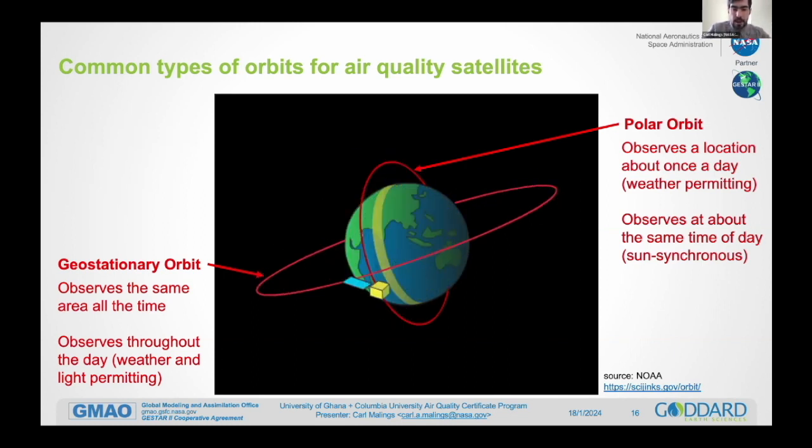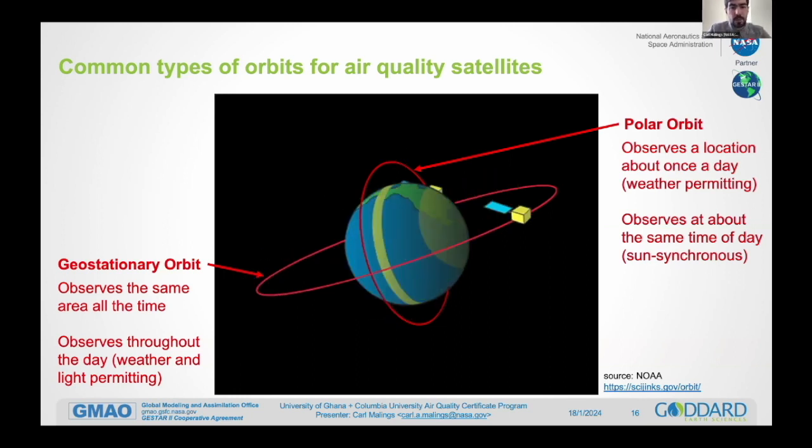These are typically synchronized with the rotation of the Earth, such that as the satellite is orbiting north to south, the Earth is rotating underneath it. And over the course of a day, the satellite is basically able to scan over all or most of the Earth's surface in that way. Again, these are also usually synchronized with the position of the sun in the sky, so that when the satellite passes over a given point on the Earth's surface, it happens at roughly the same local time of day on every overpass.